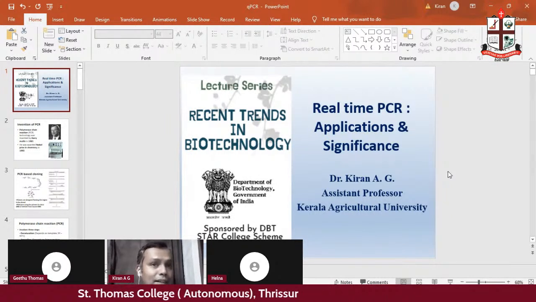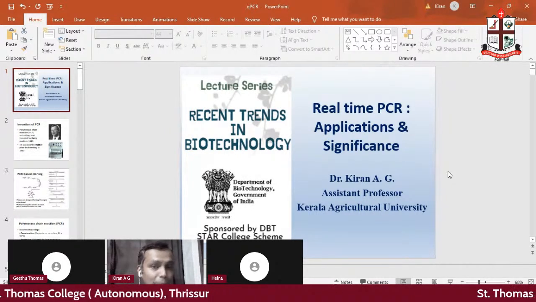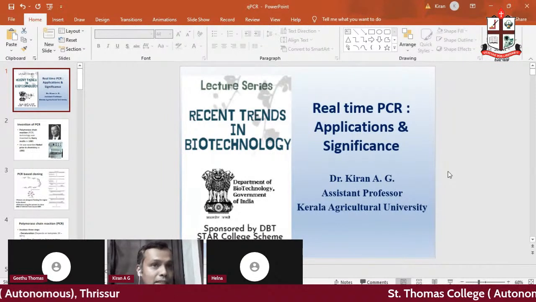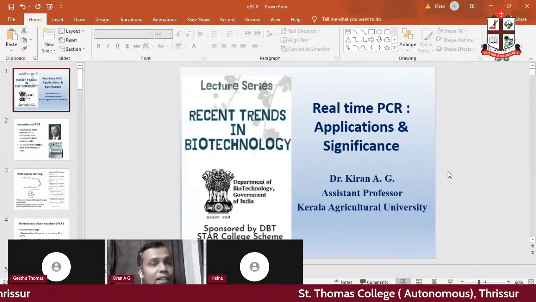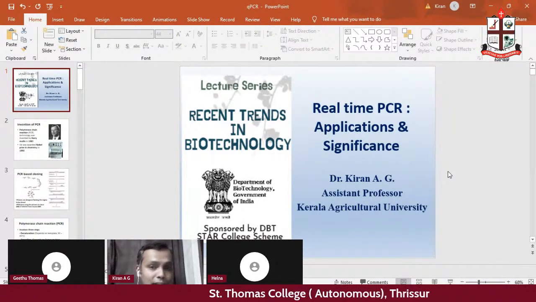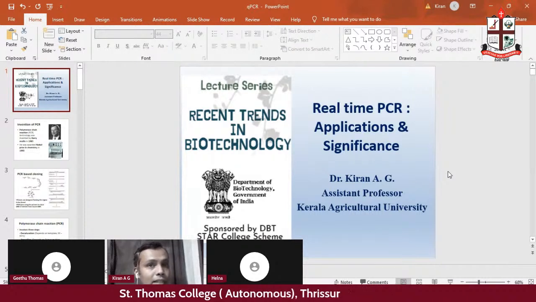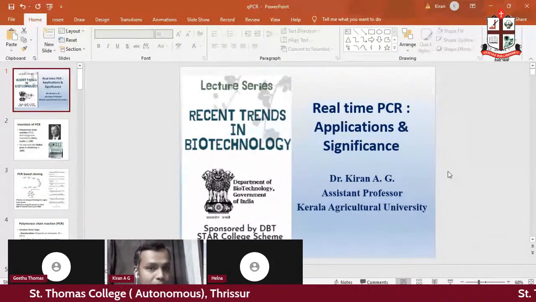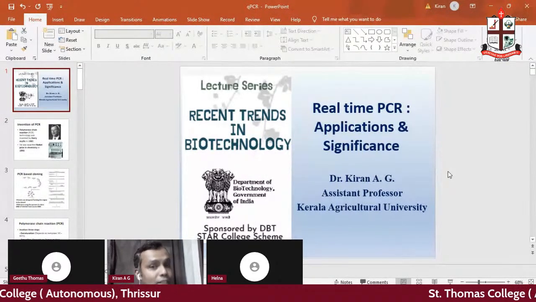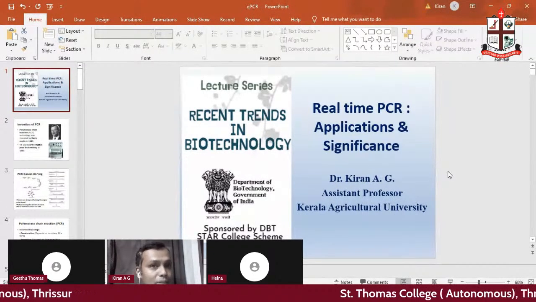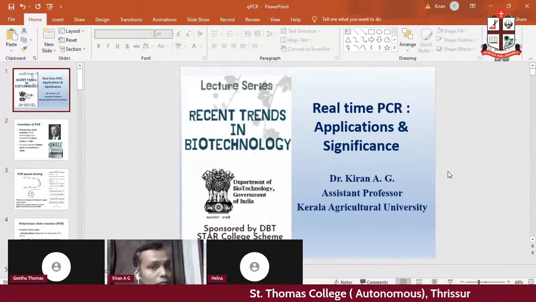Today I'll be describing the applications of real-time PCR and its significance. Detecting coronavirus is one aspect of real-time PCR, and that is a diagnostic application of real-time PCR. I'll be touching on that, but I'll be discussing more about the research application of real-time PCR.